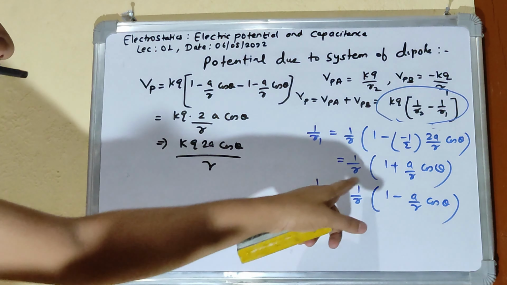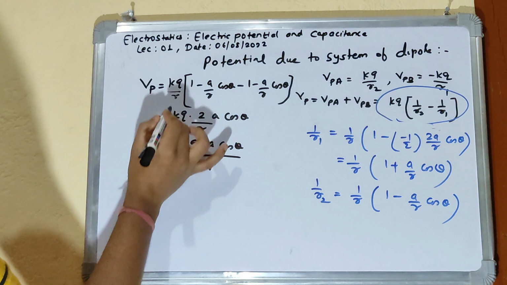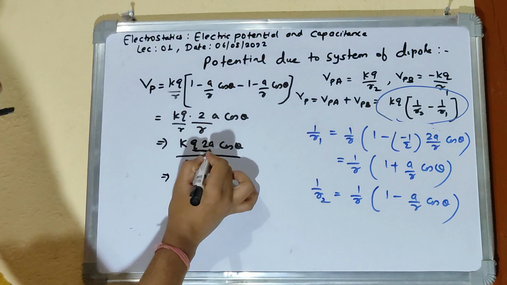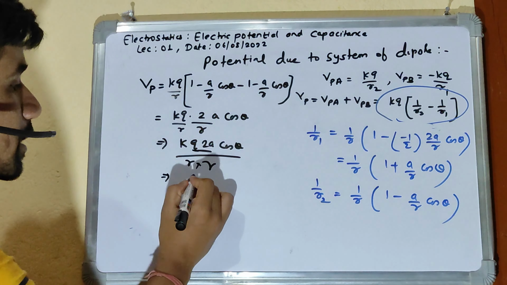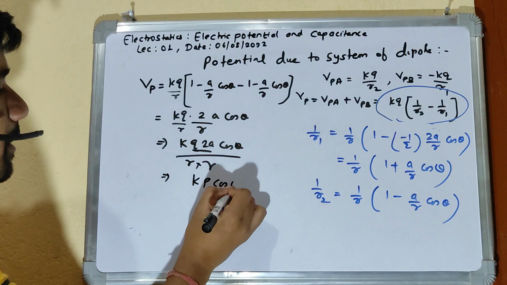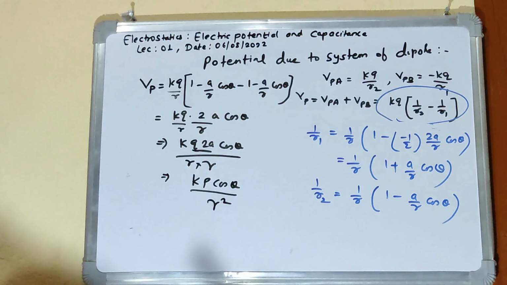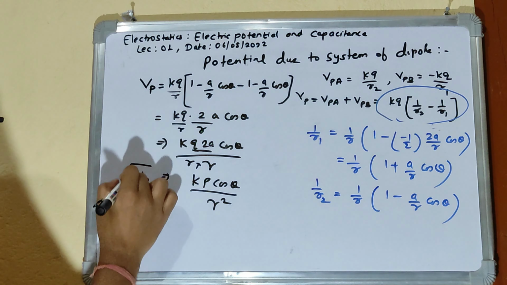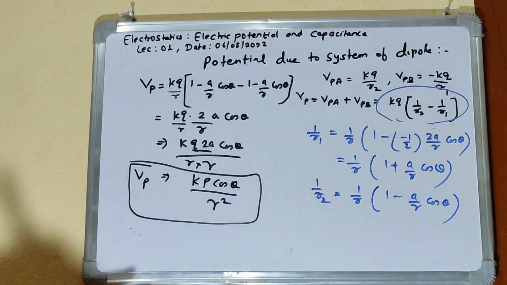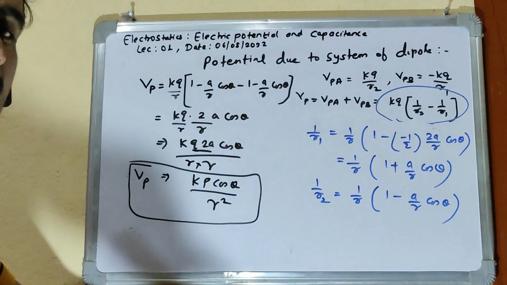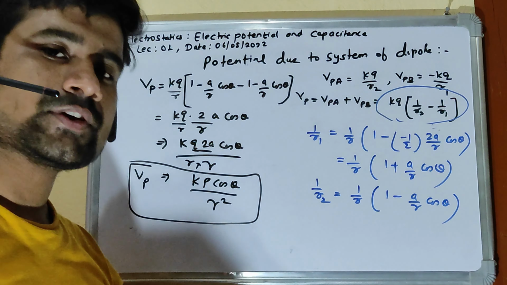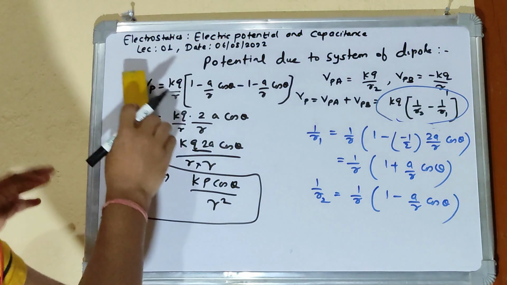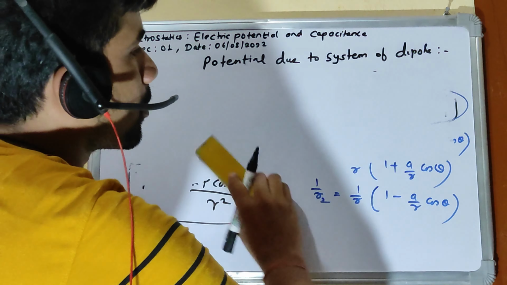I think we missed this 1 by R, so the KQ by R will come somewhere here, and this is R into R. So this Q into 2A is nothing but the dipole moment, giving Kp cos theta by R square. So what is my potential here? The potential due to a dipole at a point P is nothing but Kp cos theta by R square. This is the general formula. Now I can find it for an axial point, an equatorial point, or for any angle. Let me write the formula properly again.